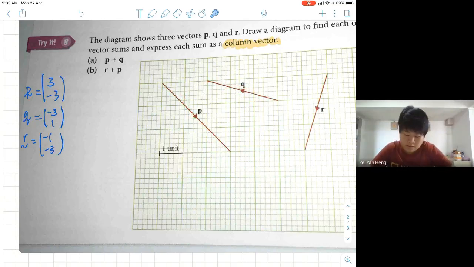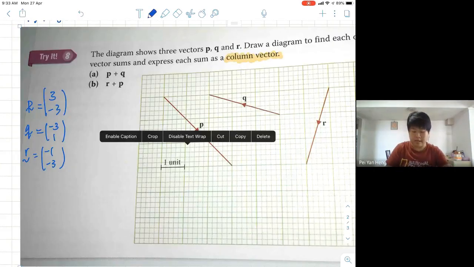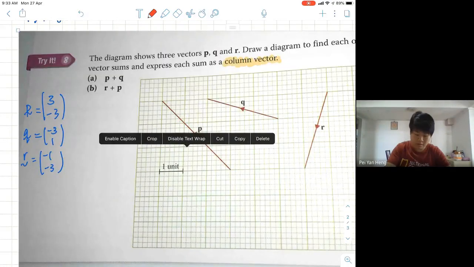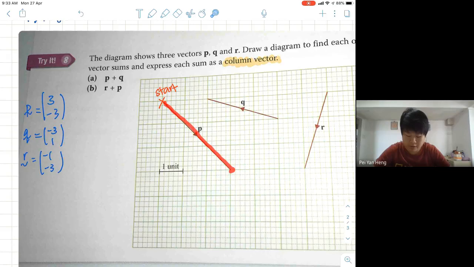Okay, I'm going to use Q first, or you can use P. Okay, let's use P. So for P, we are here. This is our start. So we walk along P, and then we stop here.